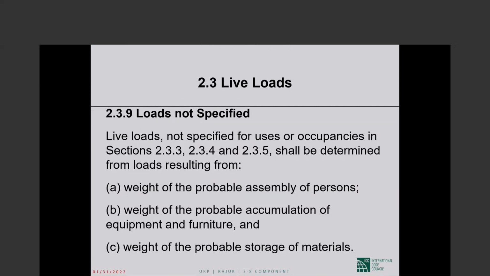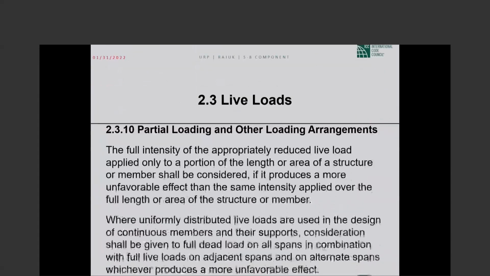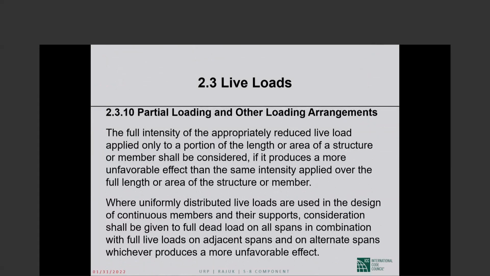Okay. Live loads not specified for uses or occupancies shall be determined from loads resulting from weight of. You can read this. I have nothing to add. That will help you. Partial loading or other loading arrangements. These things are now. You remember? Let's go there.